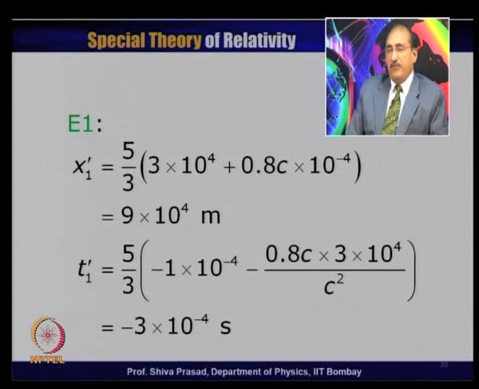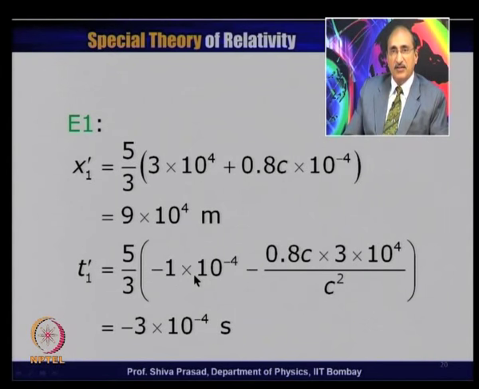E1, the first event, occurred at a distance of 30 kilometers. So, this is x minus v t, because t is negative, minus 1 into 10 to the power minus 4. So, this becomes plus. So, 3 into 10 to the power 4 plus 0.8 c into 10 to the power minus 4, multiplied by gamma. So, gamma times x minus v t is what gives me x1 prime, which turns out to be equal to 9 into 10 to the power 4 meters. It means according to the ambulance frame, this event occurred at a coordinate of 90 kilometers, 9 into 10 to the power 4 meters.